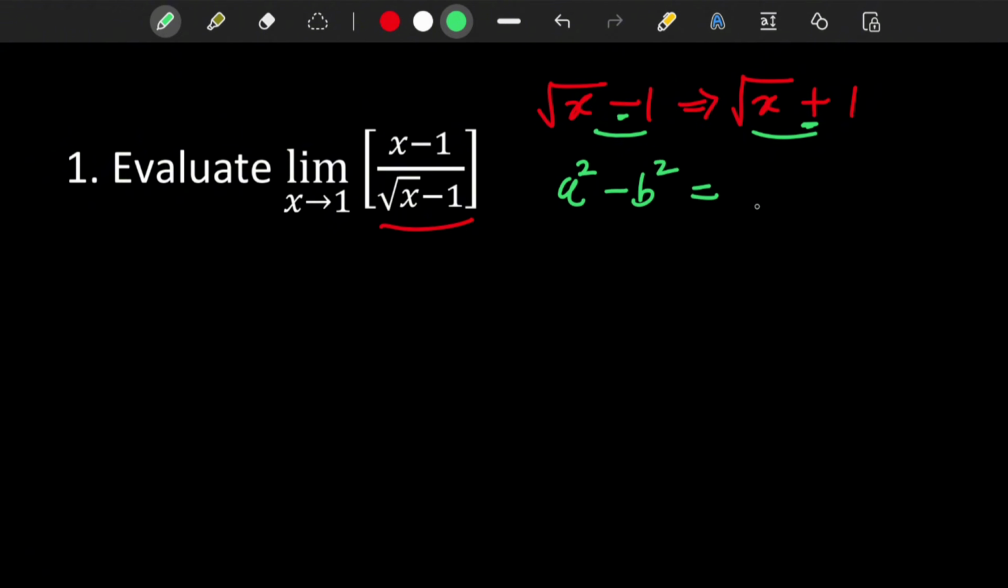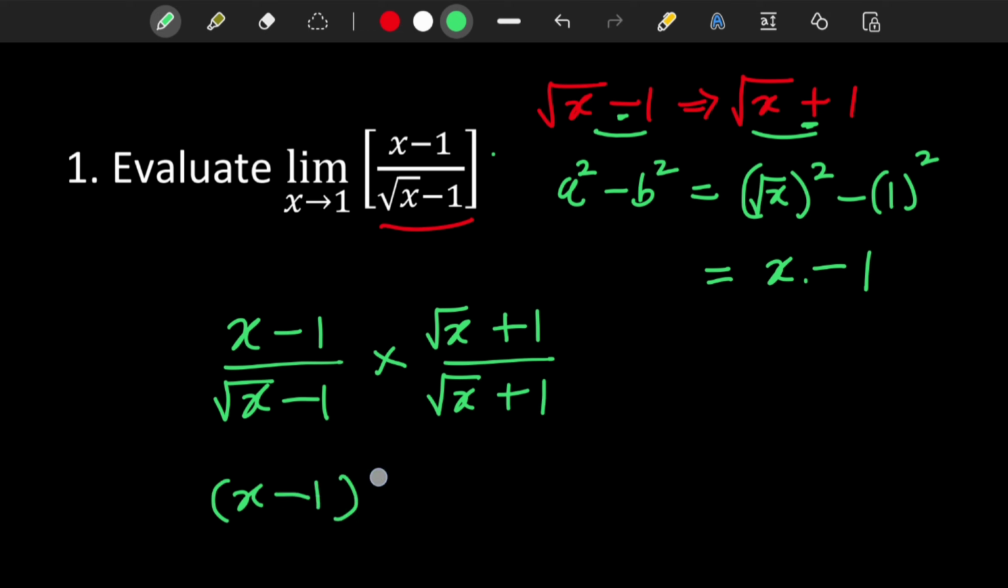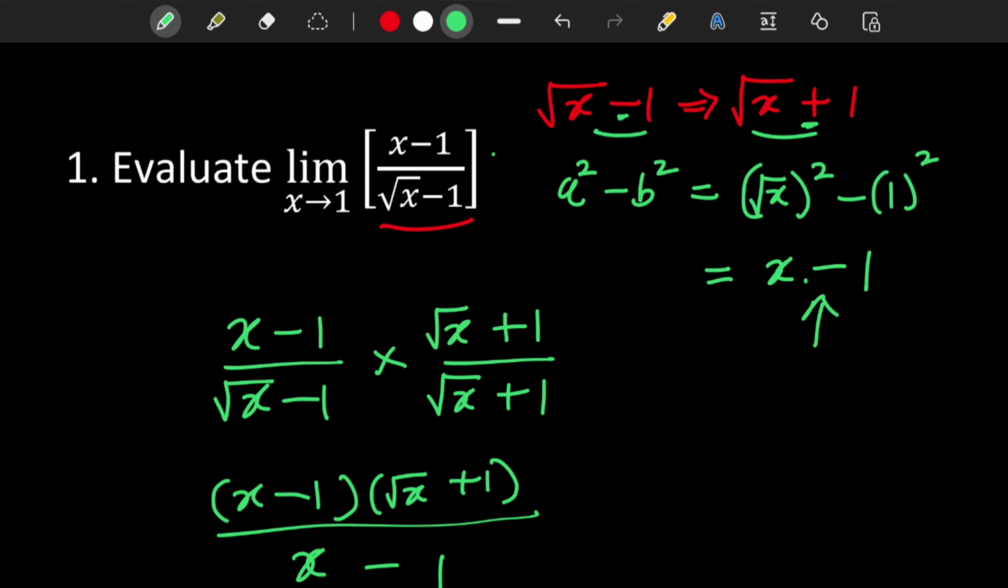So in this case, my root x will be squared. Then I'm going to square this other number here. So that's x minus 1. Alright, so I'm going to bring all of this into this place. So now I have x minus 1 over the square root of x minus 1. Multiply the numerator and the denominator by the conjugate. So I'm going to have up top x minus 1, square root of x plus 1. At the bottom I'm going to have this that we've already found, which is x minus 1.